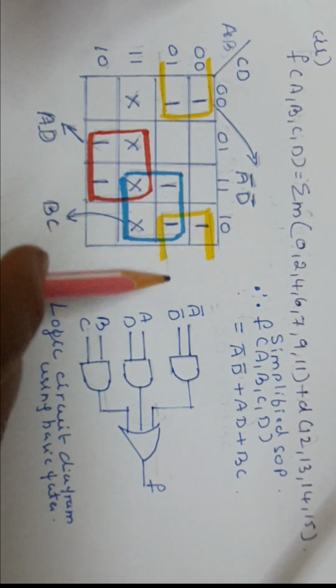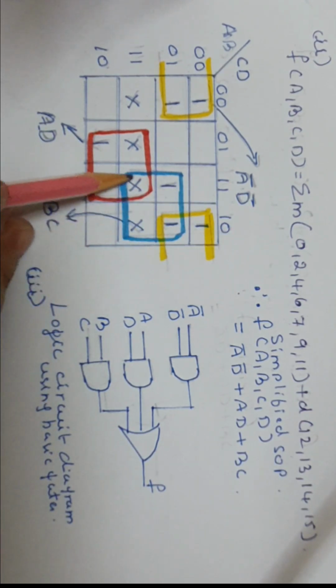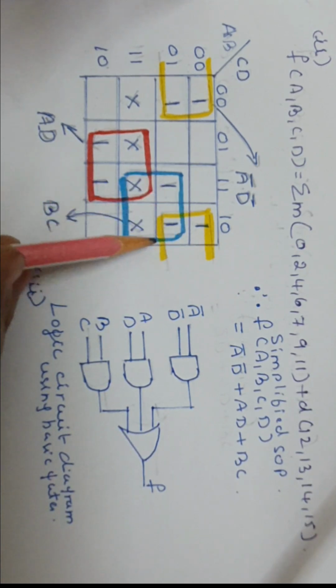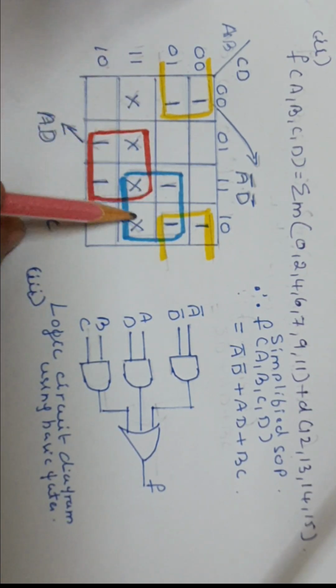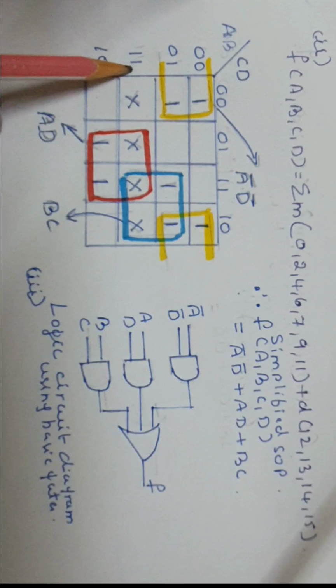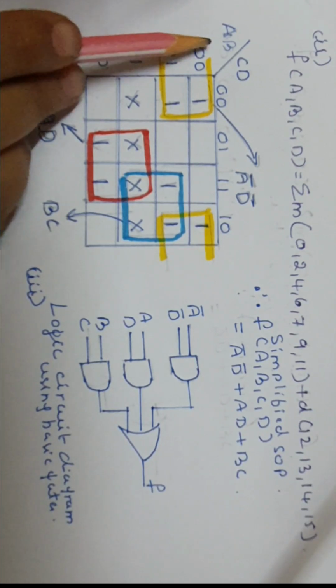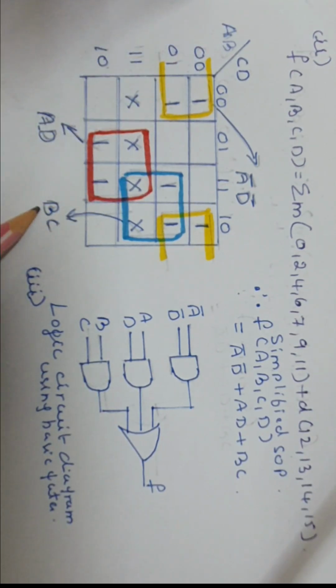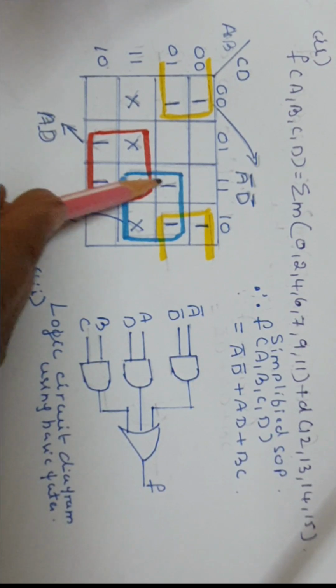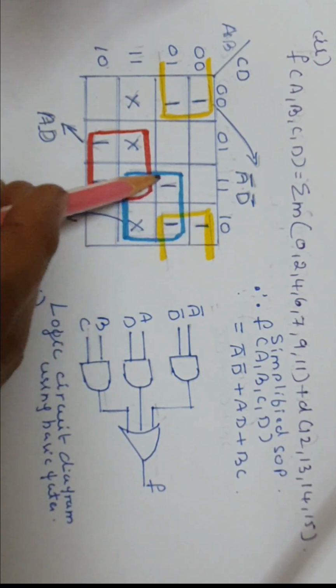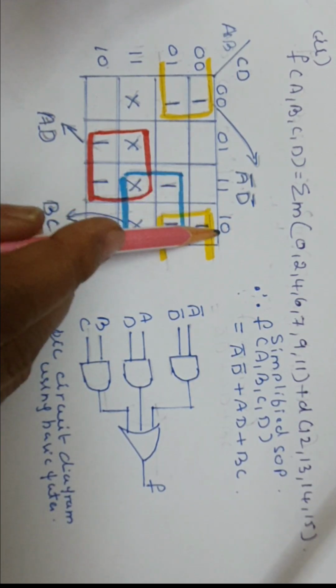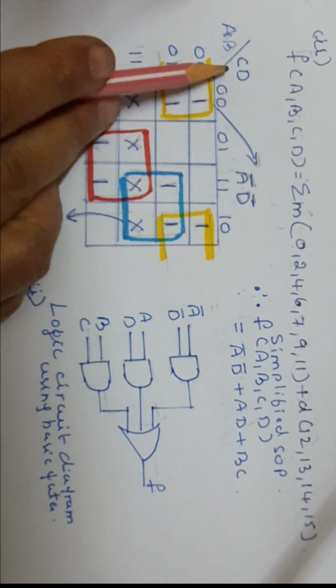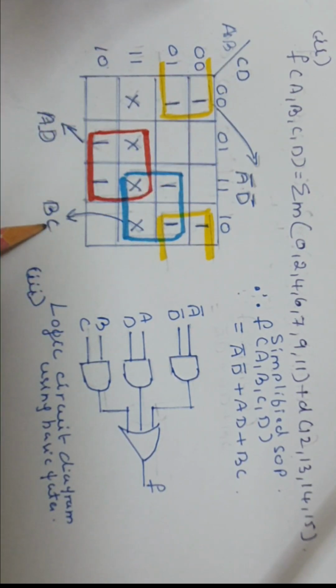This is the term. Next, second group, if you consider this, here four members, they are covered in these two rows 0, 1, 1, 1. This second one corresponds to B, hence B is common row wise. These four members are covered in these two columns 1, 1, 1, 0, that is first one with respect to C, that is common, hence B and C is written here for the second group.